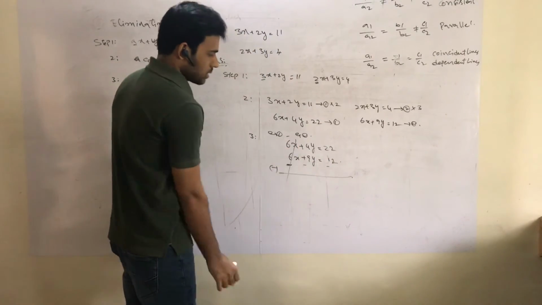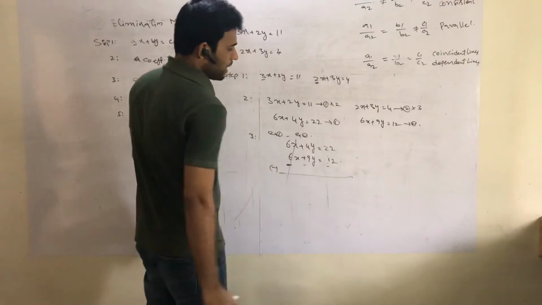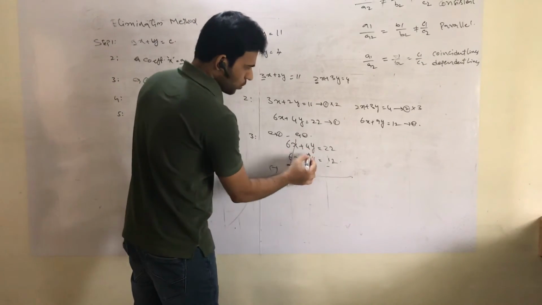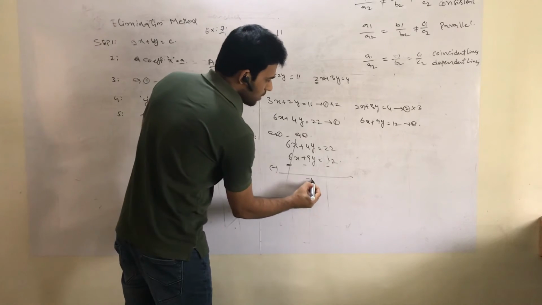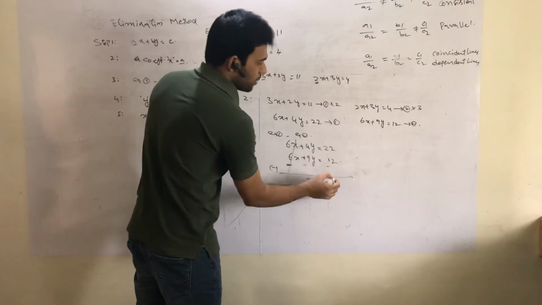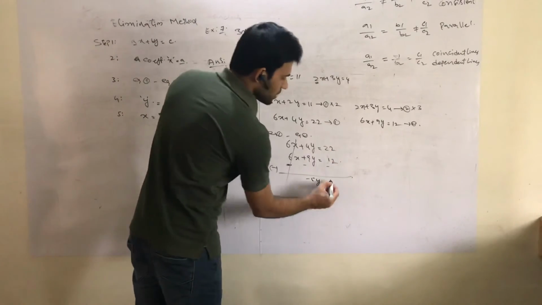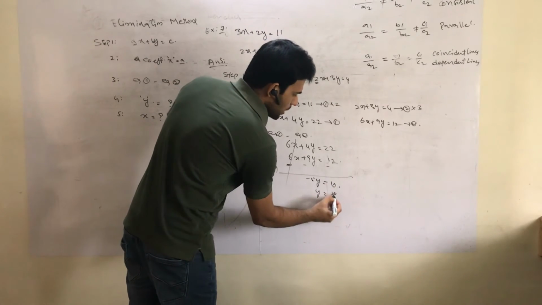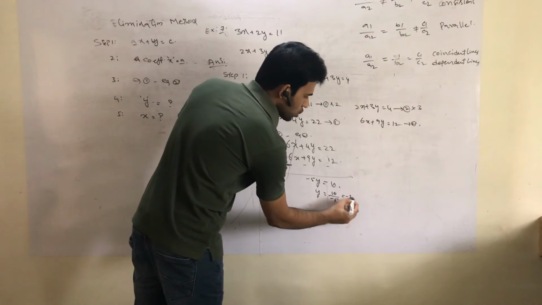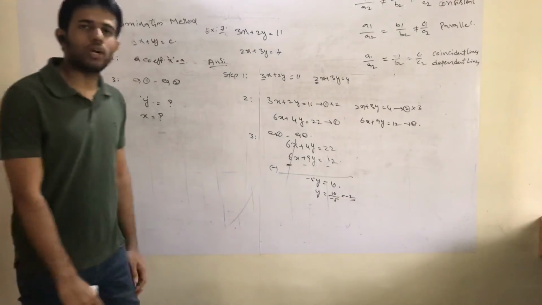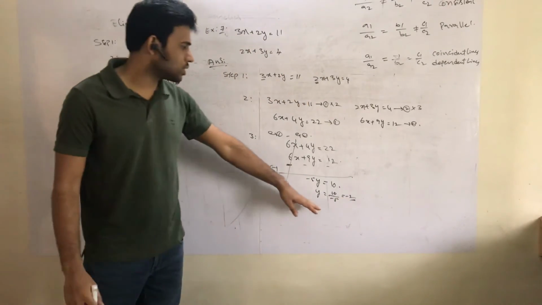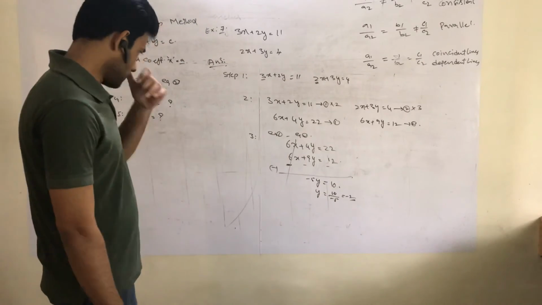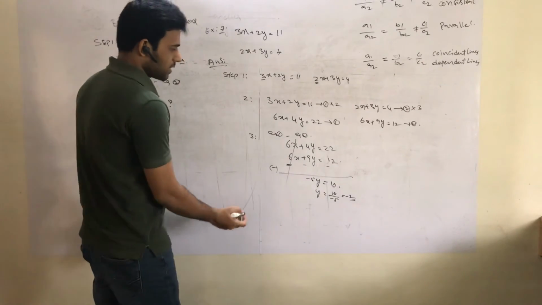So 6x gets cancelled. Then 4y minus 9y is minus 5y. Minus 5y equals 22 minus 12, which is 10. Then y becomes 10 by minus 5, that is minus 2. So you got the value of y, which is minus 2. And now, what is our next step?